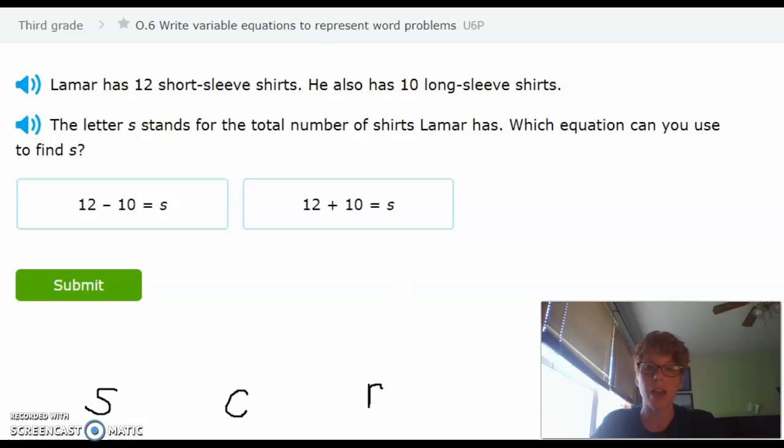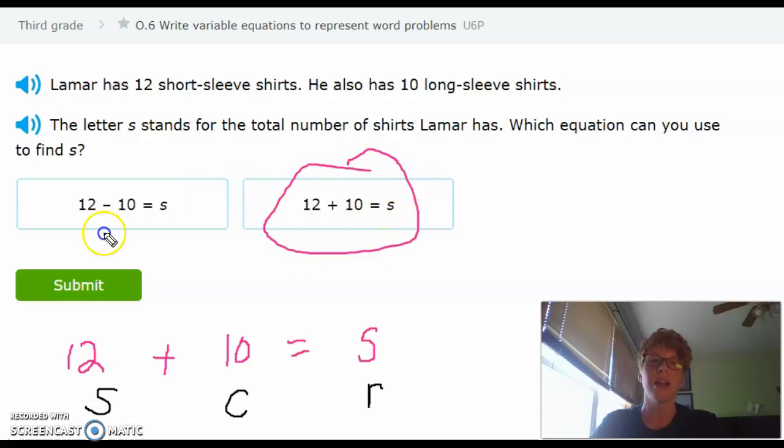And we know that Lamar started with 12 short sleeve shirts. And we know he also has, when you also have something, you're getting more of it, 10 long sleeve shirts. And then the result is the amount of shirts he has altogether, and that would be S. Now of our options here, it says 12 take away 10 is S, and 12 plus 10 is S. Well, this answer obviously matches ours. Let's talk about why this one does not.